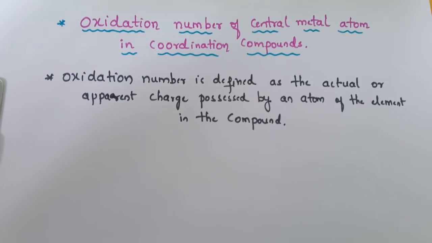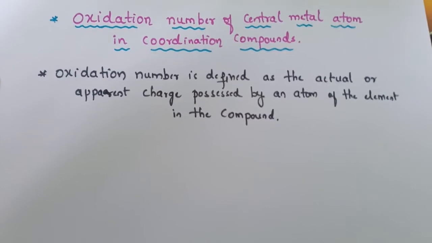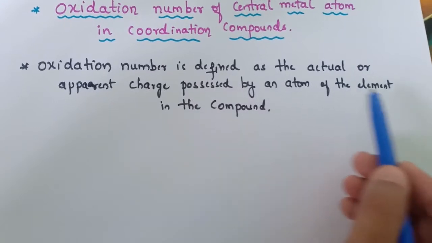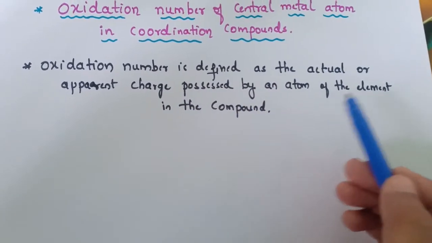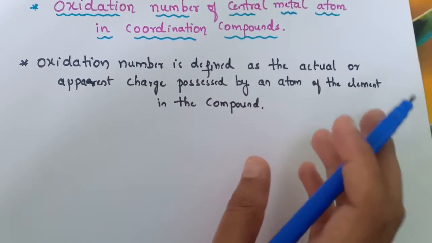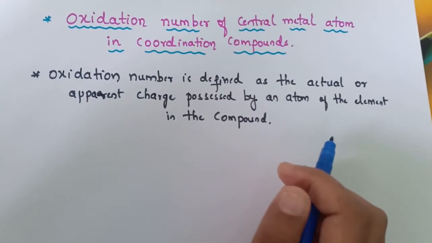In this video, we shall study how to calculate the oxidation number of the central metal atom in coordination compounds. Oxidation number is defined as the actual or apparent charge. It is the actual charge possessed by an atom of an element in the compound. So here we can see how to calculate the oxidation number of the central metal atom.